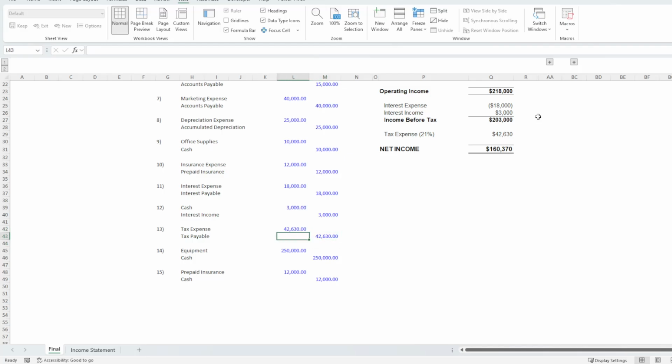And then lastly, we had a few additional entries here. The company did purchase $250,000 of equipment, which we did pay in cash. And then, as I mentioned earlier, we also prepaid our insurance at the beginning of the year, $12,000, and we did pay upfront cash of $12,000.